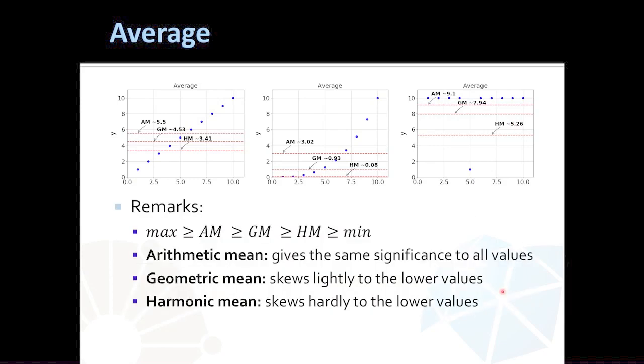Some important remarks about these means. All three means are always between the minimum and maximum values of the set. The value of the arithmetic mean is always bigger than or equal to the geometric mean, and the value of the geometric mean is always bigger than or equal to the harmonic mean. So, in practical situations, we can conclude that the arithmetic mean gives the same significance to all values. The geometric mean skews slightly to the lower values. The harmonic mean skews heavily to the lower values.